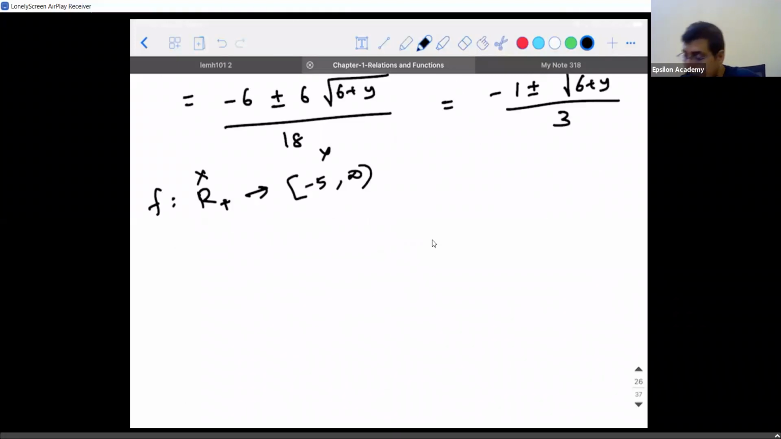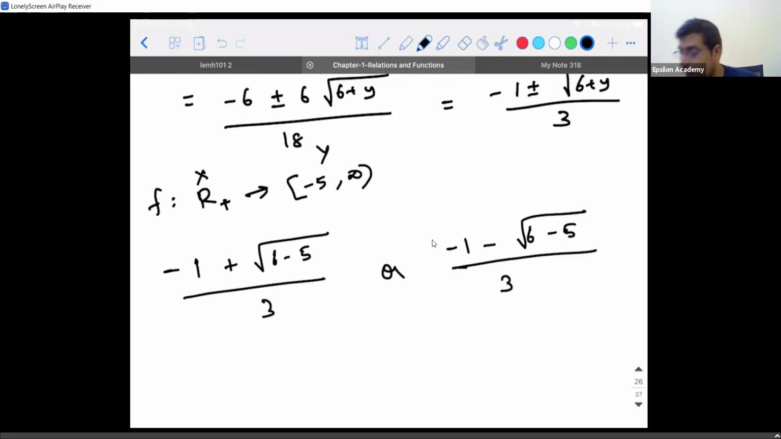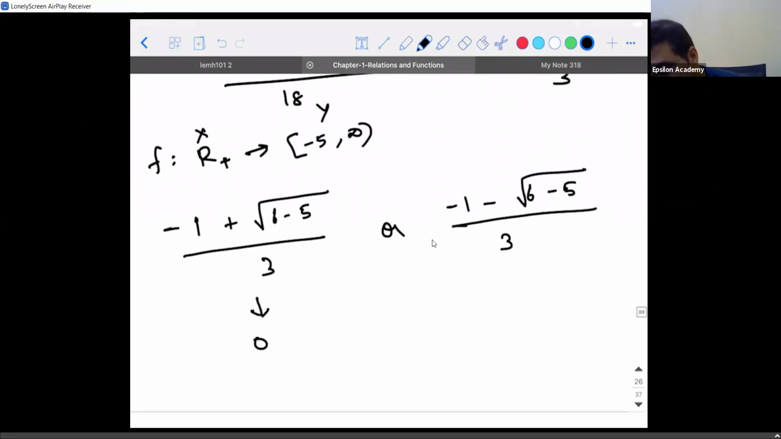Okay. So if the least value of y that I can substitute is what? Minus 5. When I substitute minus 5, what should I get? We should get (-1 plus root of 6 minus 5)/3, or (-1 minus root of 6 minus 5)/3. So this will give me a 0, and this will give me a 0.